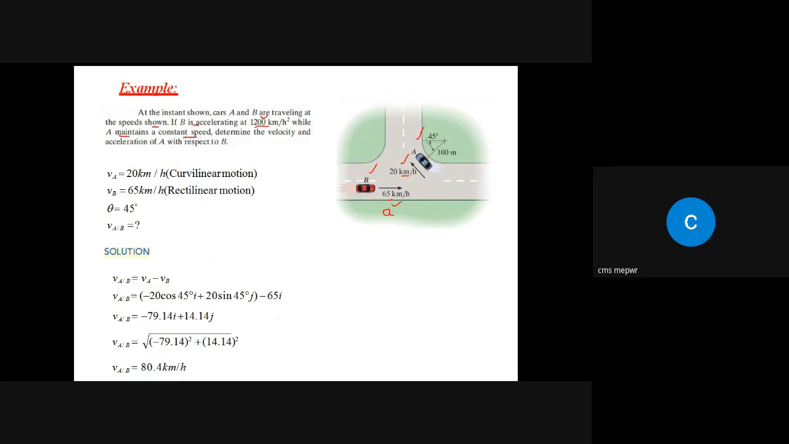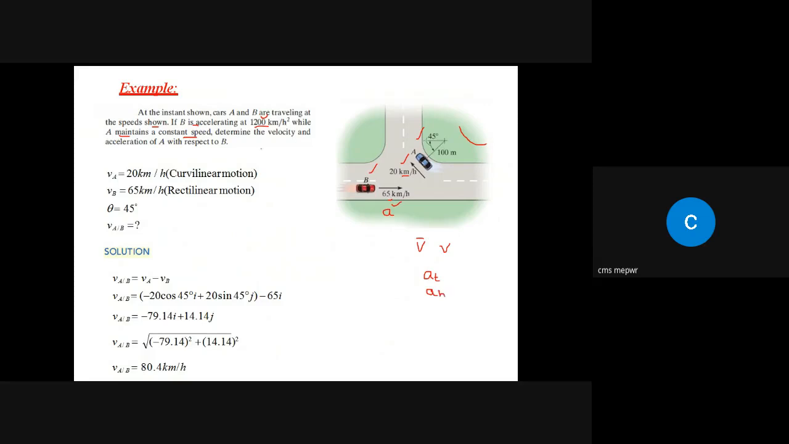While A maintains a constant speed, it means if speed is constant, there is no tangential acceleration. But remember, it's not the velocity. They are saying speed is constant. Speed constant means the magnitude is not changing, but if you look at this object A, it is following a curved path. So it is changing direction. If direction is changing, acceleration can have two components. If it is following a curved path, one is AT, one is AN.